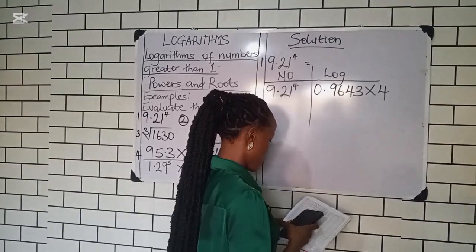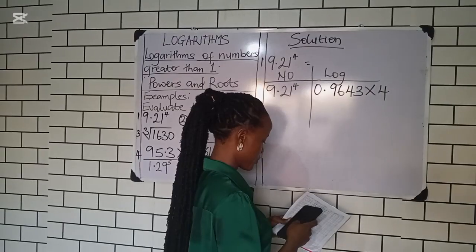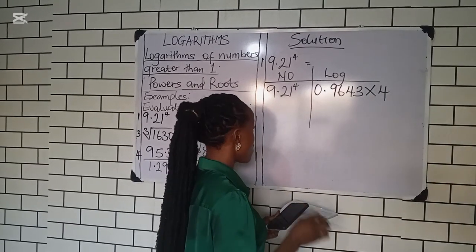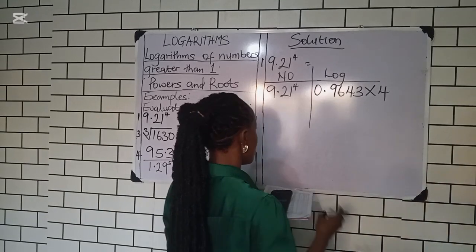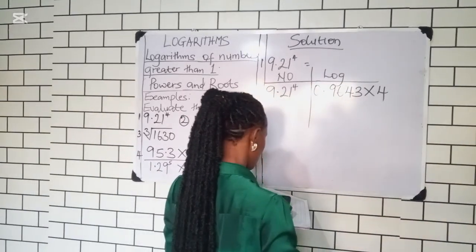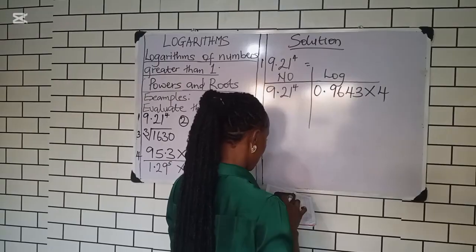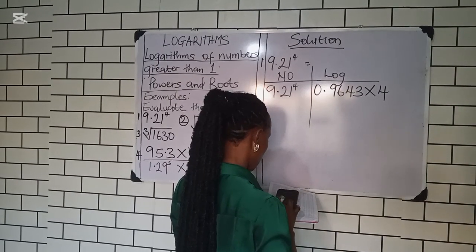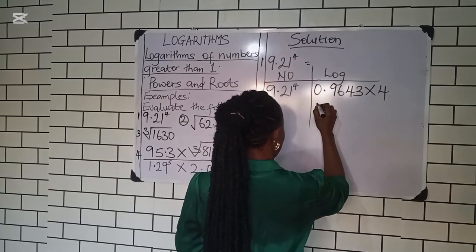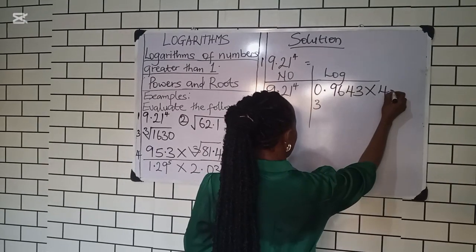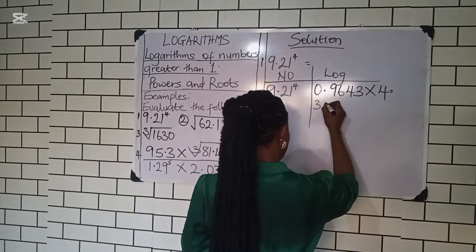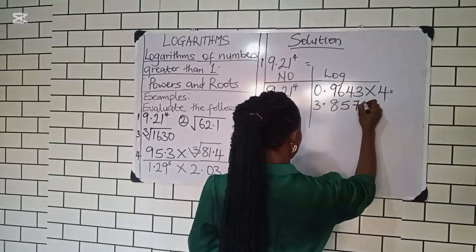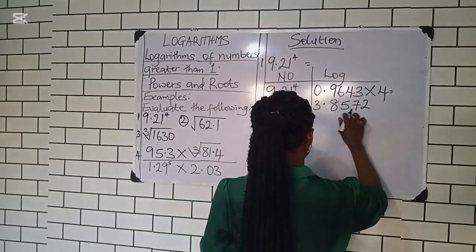Now, multiplying by 4, 0.9643 times 4 will give us 3.8572.